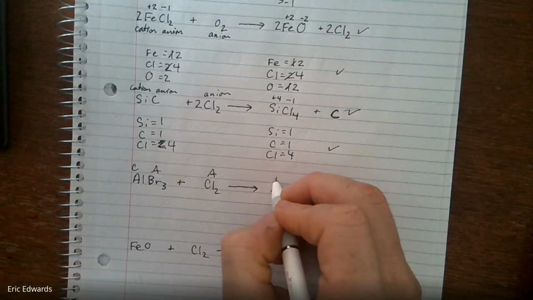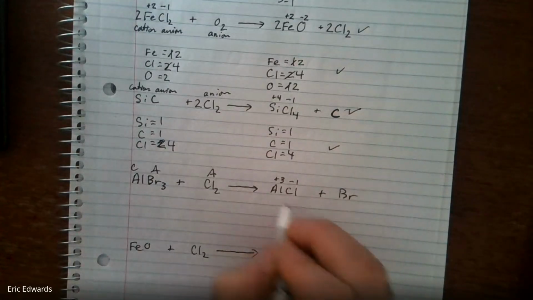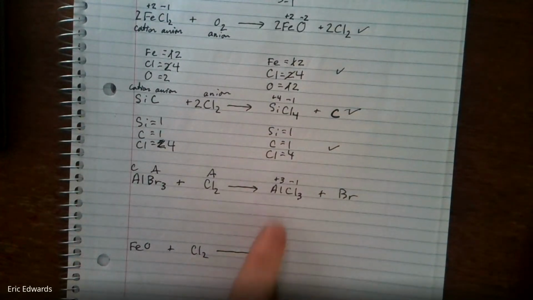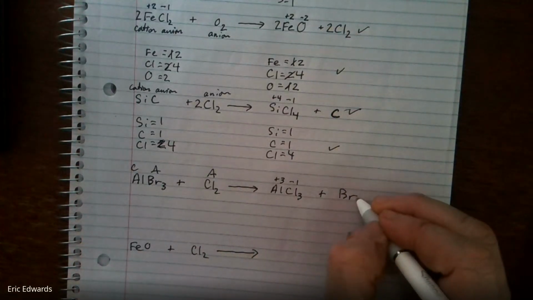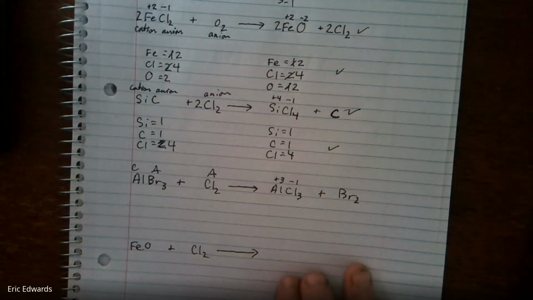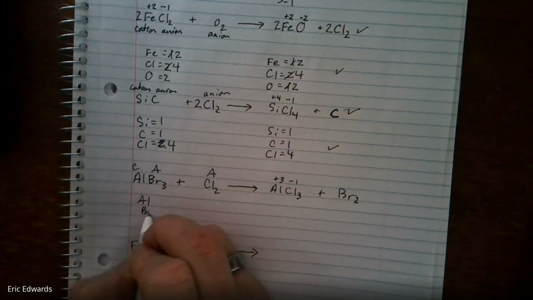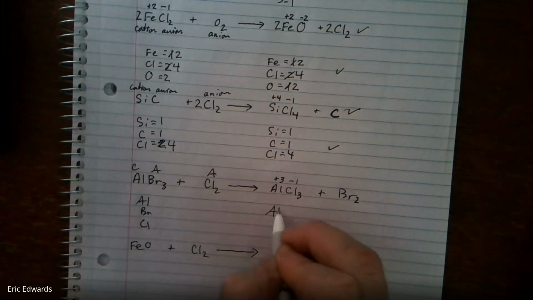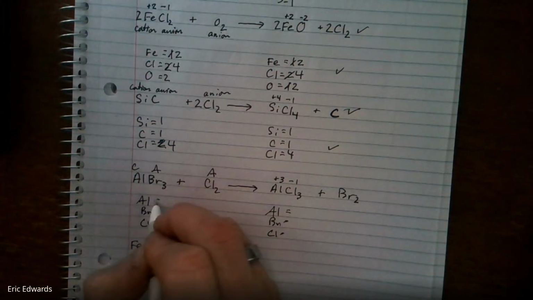And we know that aluminum is a +3, and we know Cl is a -1. This ends up being AlCl3. And Br, since it's one of those 7, is going to come out as a Br2. Okay? And then we got AlBrCl, AlBrCl. We're going to do our inventory.